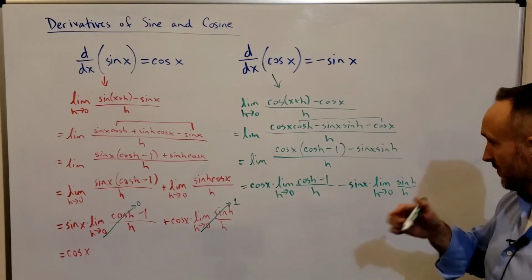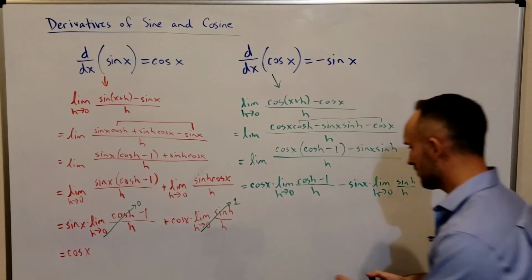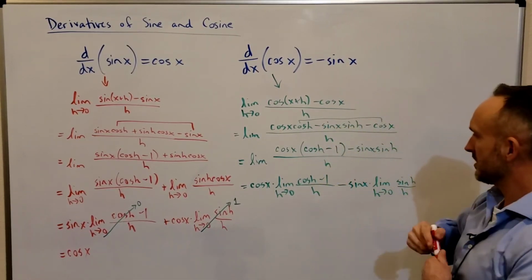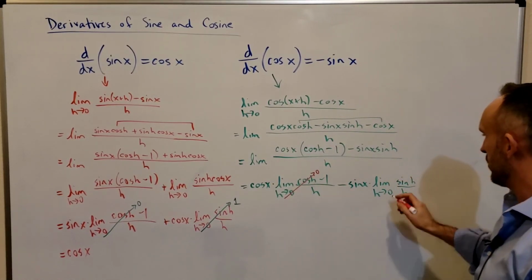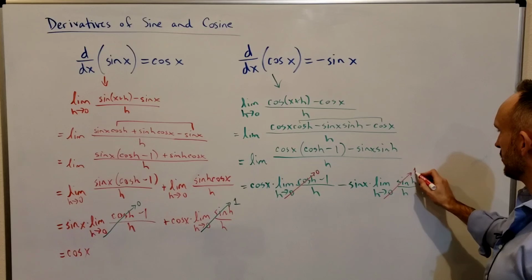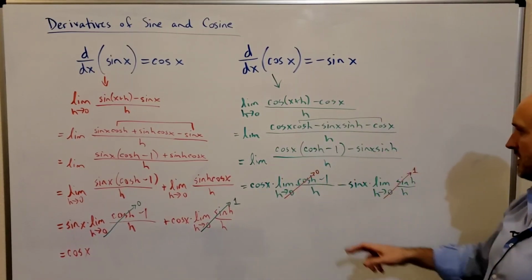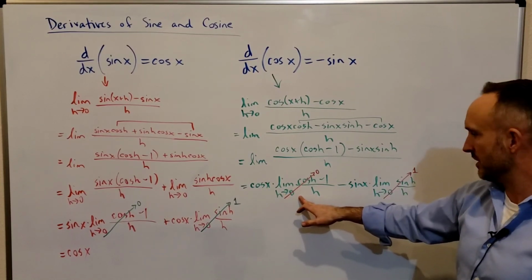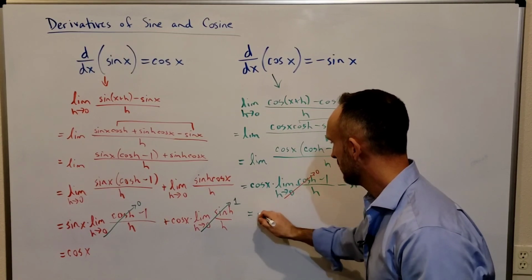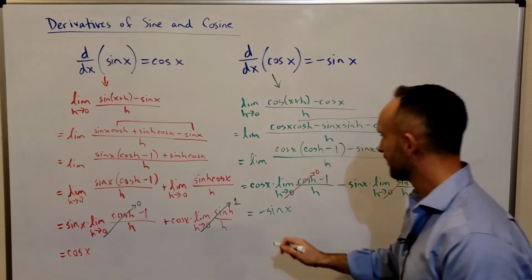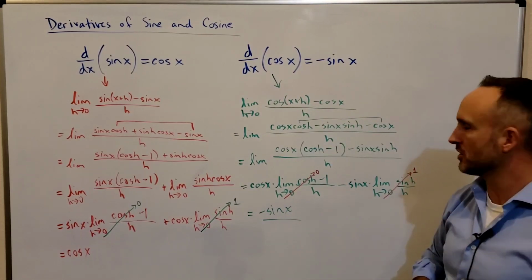And similarly, we have the same two limits we had before. This limit involving the cosine, again, you could check it out for yourself, goes to 0, and this limit involving sine goes to 1. And so we have the same process. Cosine of x times 0 is 0, minus sine of x times 1 is just negative sine of x. Okay? So you can see that the derivative of the cosine function is the negative sine of x function.